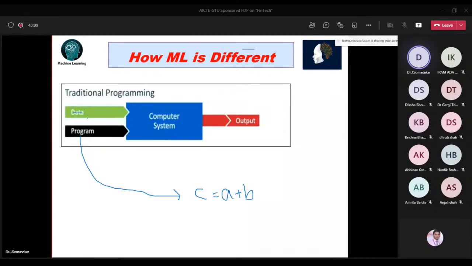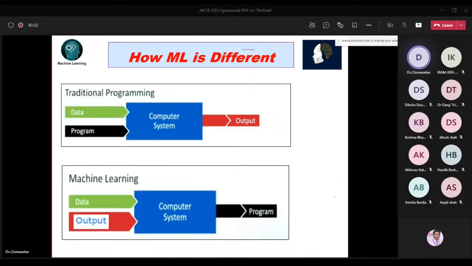After that, we have to give the data, that is called input data. Let us assume A equal to 5, B equal to 4. What is the output? We will get 9. So this is called traditional programming. C, C++, etc., these are all traditional programming. Here we have to write a program and give input so that we get output, that is 9. Now, how is it different from machine learning?